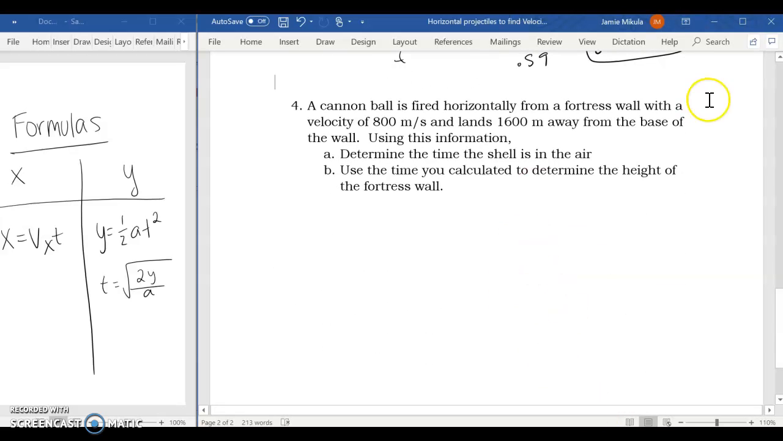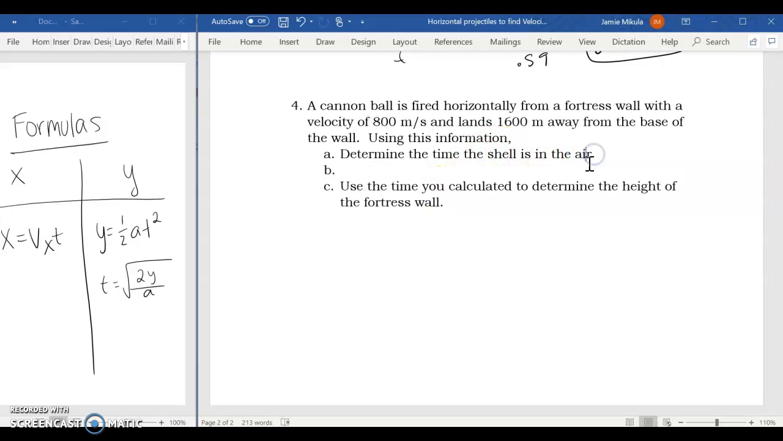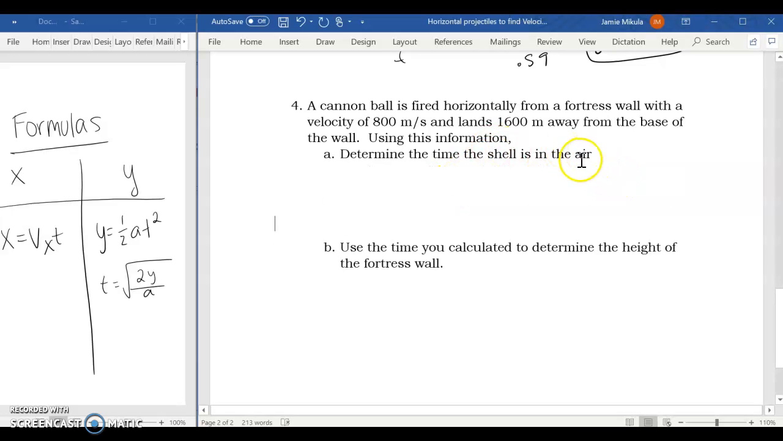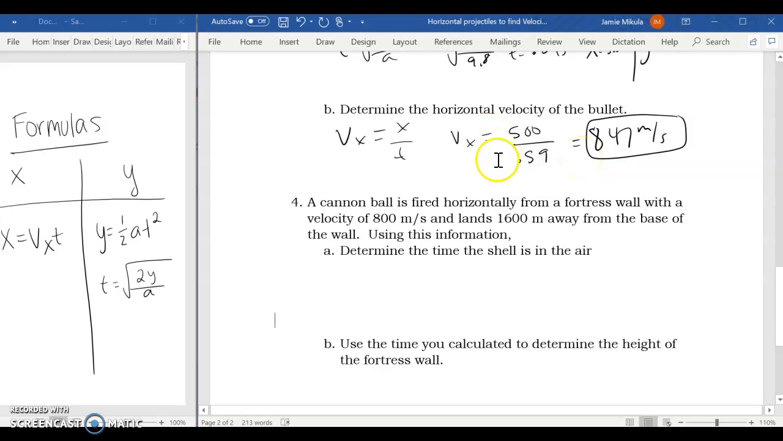Number 4, a cannonball is fired horizontally from a fortress wall with a velocity of 800 meters per second and lands 1,600 meters away from the base of the wall. Using the information to determine the time the shell is in the air. Use the time you calculated to determine the height. So this is a bit different because we're not looking for the horizontal velocity anymore. We're given that this time, so be careful with this one.